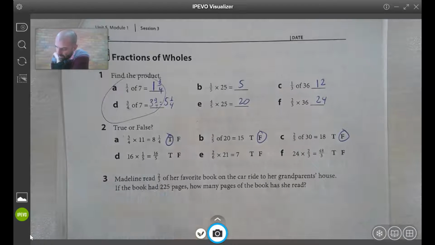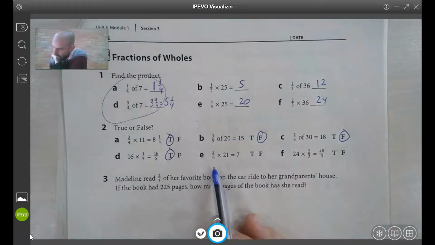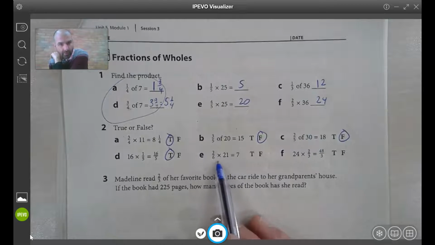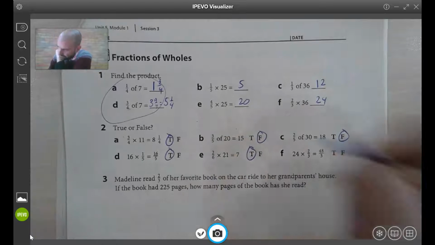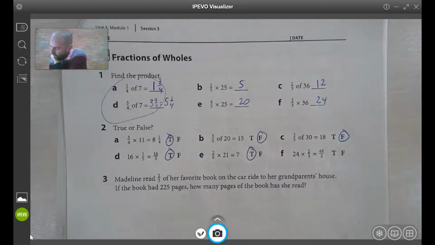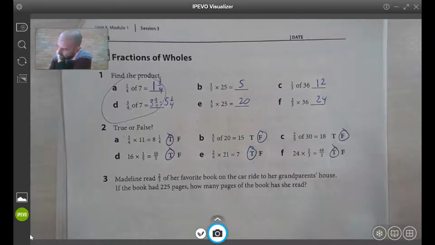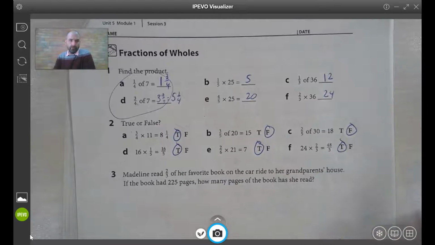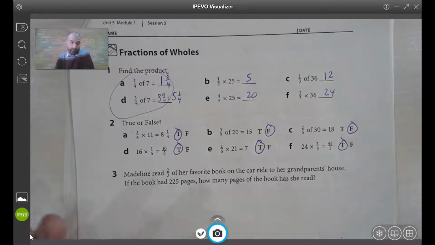16 times 1/5 is 16/5. That's true. 1/3 of 21 is 7. Yeah, that's 7. 24 times 2/3 equals 48/3. That's true. 24 groups of 2/3, which would be 2 plus 2 plus 2 plus 2 plus 2 plus 2, 24 times.